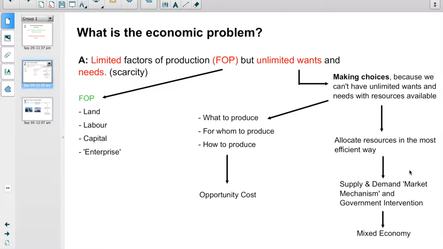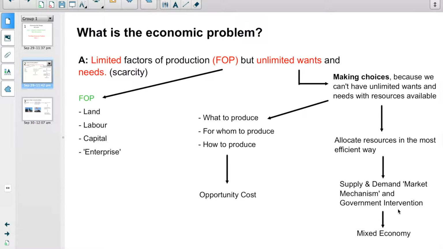Another way in which we can allocate the resources efficiently is by government intervention. So let's say the government wants to open a school. The government can say, we are going to open the school even though the demand isn't there, because in the long term, it's going to be the most efficient solution. Now, when we have a mix of the market mechanism and the government intervention, this is called a mixed economy, where the economy has both running at the same time.